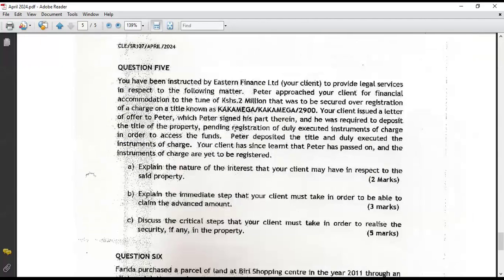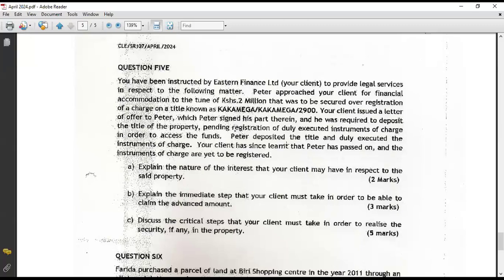We are going to look at the course outline after this, because some of the areas have not been tested, so we see which areas you need to work on. Question 5: you have been instructed by Eastern Finance, your client, to provide legal services. Peter approached your client for financial accommodation of 2 million, secured by registration of a charge on title. Your client issued a letter of offer, which Peter signed, and he was required to deposit the title pending registration of a duly executed instrument of charge in order to access the funds. Peter deposited the title and duly executed the instrument of charge. Your client has since learned that Peter has passed on and the instrument of charge is yet to be registered.